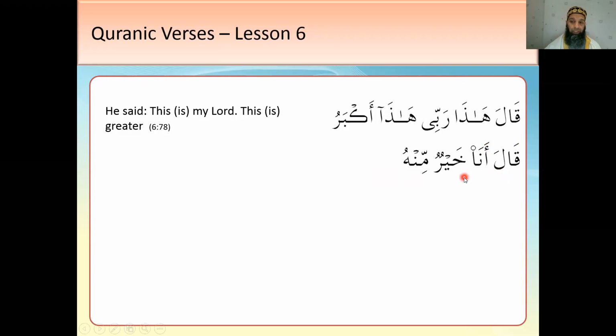Qala. Again, look how many times qala is coming. Qala, he said. Ana. This little circle there means you don't pronounce the alif. You just say ana. Normally you would say ana because that's what it's written, but the circle there is showing that you don't pronounce the alif, so it's ana. Ana means me. Ana bi khair.